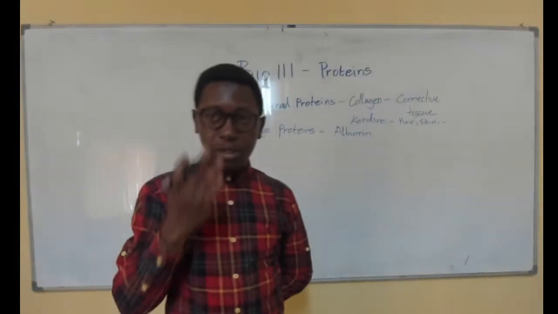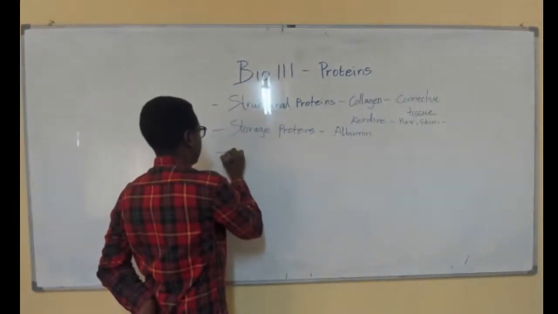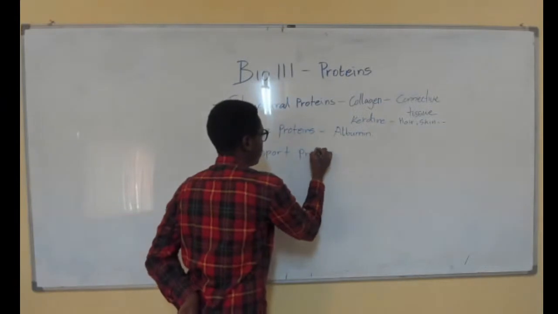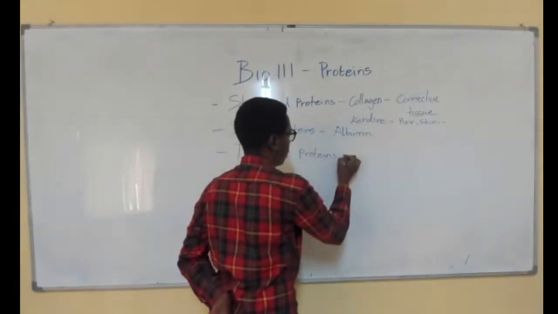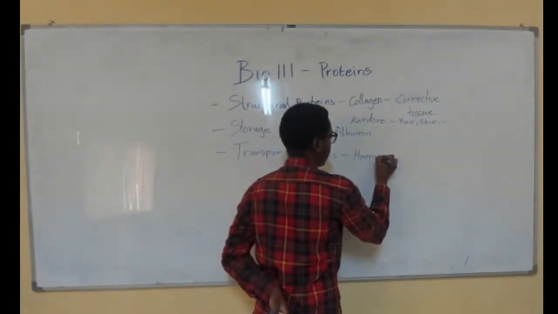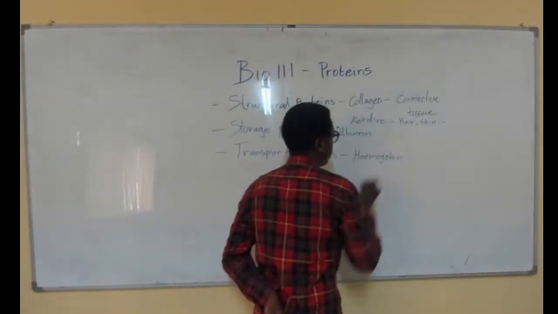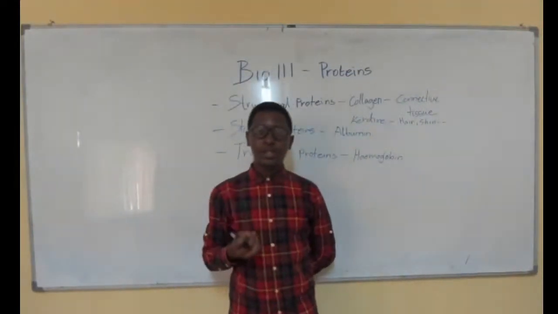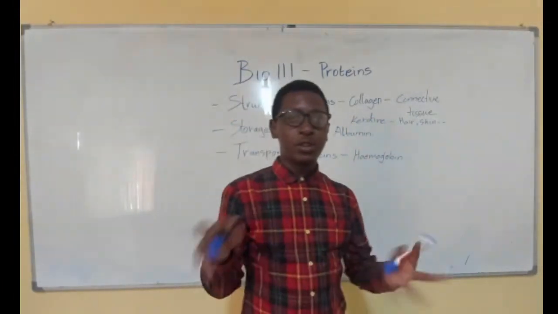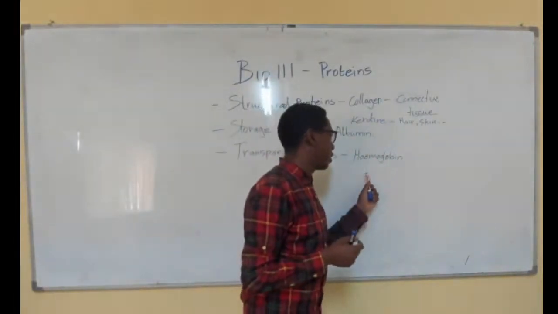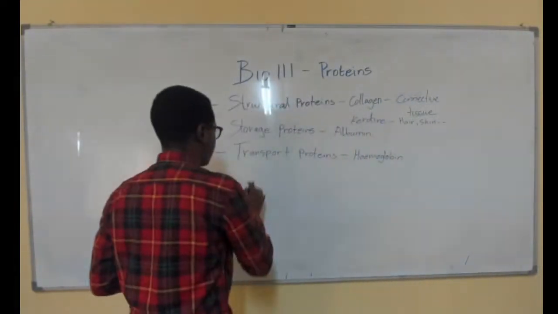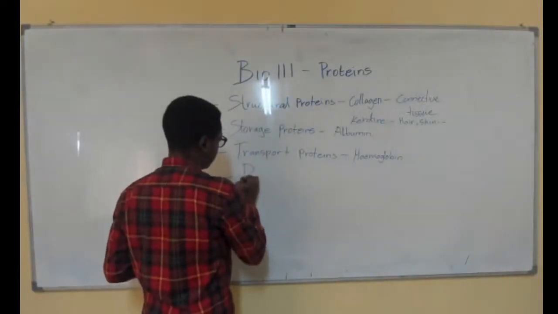Okay, so apart from storage protein, we have transport protein. So transport protein, an example is something we've already looked at, hemoglobin, which we all know the function is to transport oxygen to different parts of the cells and to transport carbon dioxide from different parts of the body to the lungs. So, hemoglobin. Then apart from transport proteins, we have defense proteins.